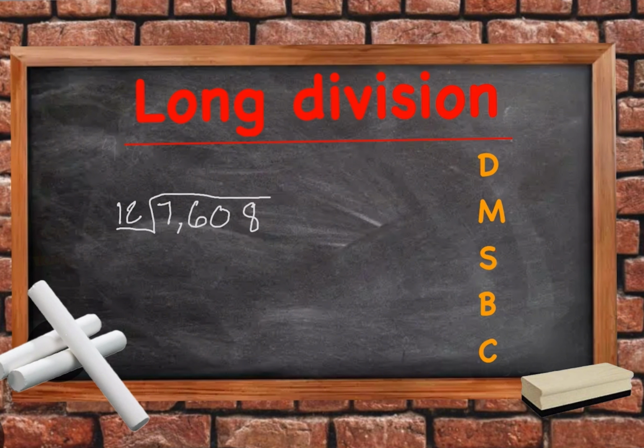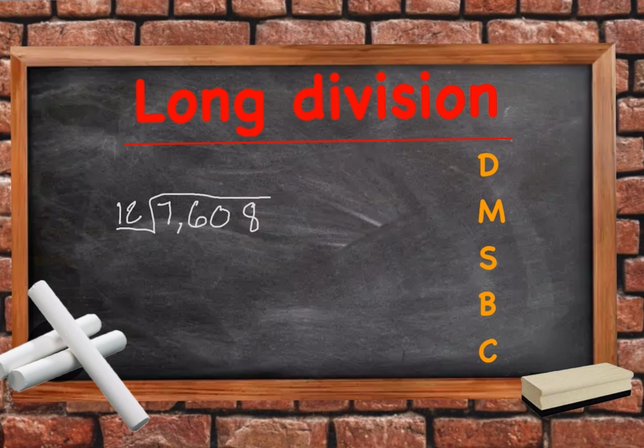First, we have to look at the digits. So let's see the first digit. Does 12 go into 7? Nope, it doesn't. Now let's see, does 12 go into 76? Yes, 12 goes into 76. So now we have to divide 76 by 12, which is the first part of the daddy, mommy, sister, brother, and the crying baby. So now we have to use friendly numbers, because 12 and 76 are both big numbers.